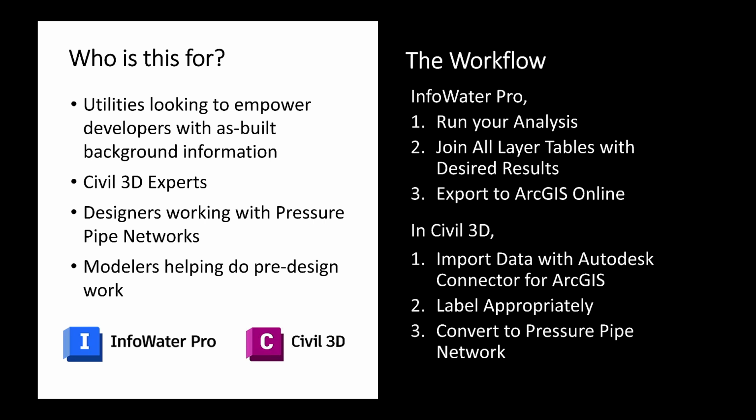So for the workflow we're going through today, I'm going to already have an InfoWater Pro analysis run. I'm going to join all layer tables with the desired results I want to export out to ArcGIS Online, and then get into Civil 3D. We're going to look at the Autodesk connector for ArcGIS to import the data and then tie it to a particular area we might be interested in. We're going to look at labels real quickly, how we could label this information once we bring it in as alignments, and then how to convert this information quickly to a pressure pipe network so you can get your quantities as well.